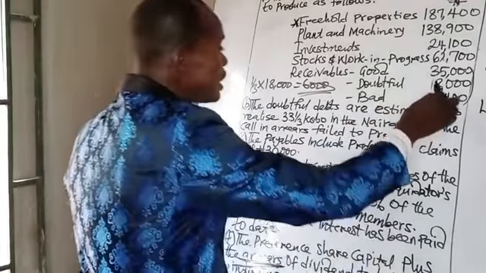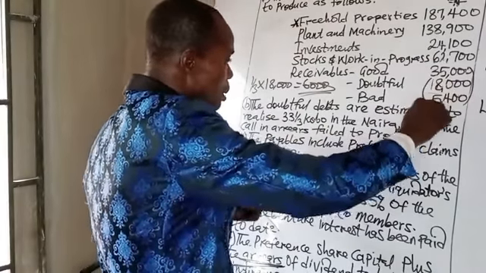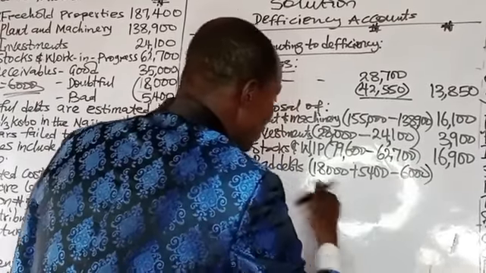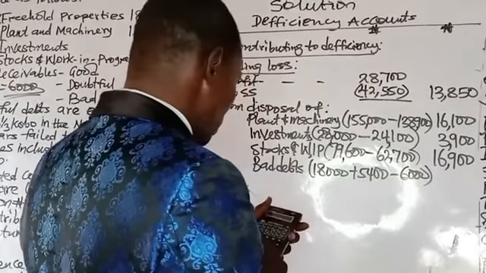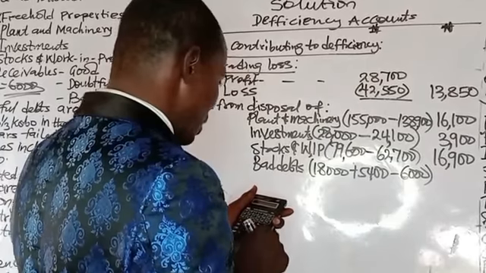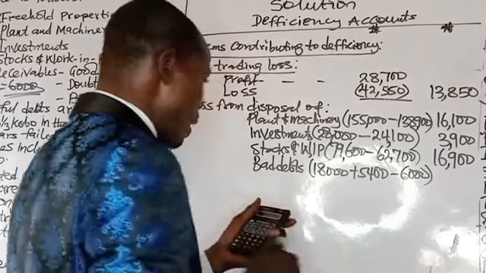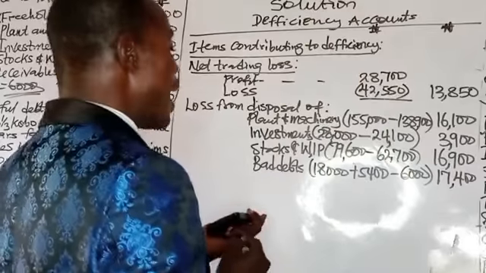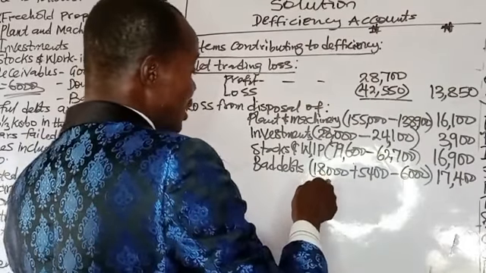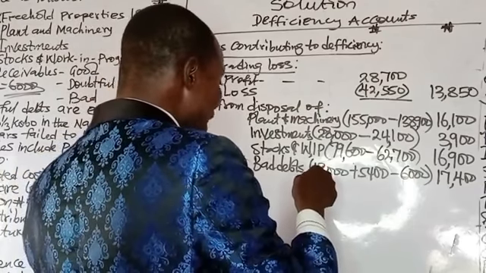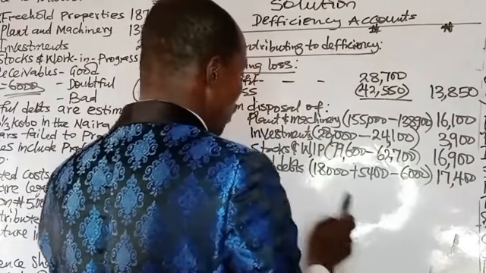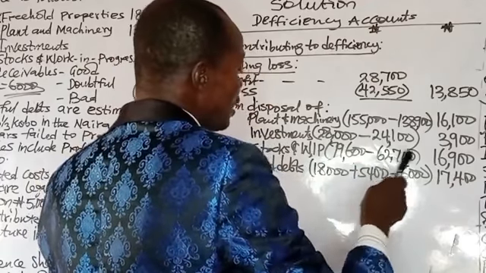That means we had 18,000 plus 5,400, which is bad, minus the good one from the doubtful debts. The good one is 6,000. So 18,000 plus 5,400 minus 6,000. So the bad debt total is 17,400. From this 18,000, 6,000 are good, so the bad debts from this 18,000 is 12,000. 12,000 plus 5,400, the total bad debt is 17,400. Or you just have 18,000 plus 5,400 minus 6,000.